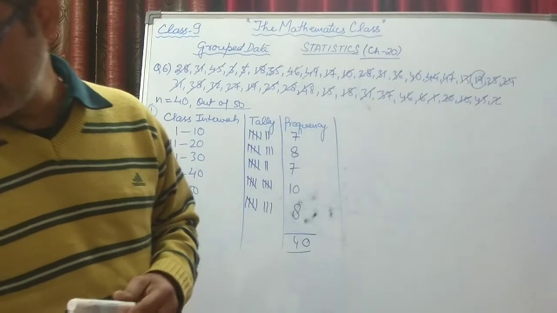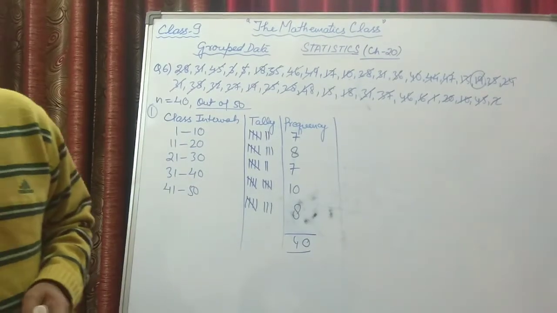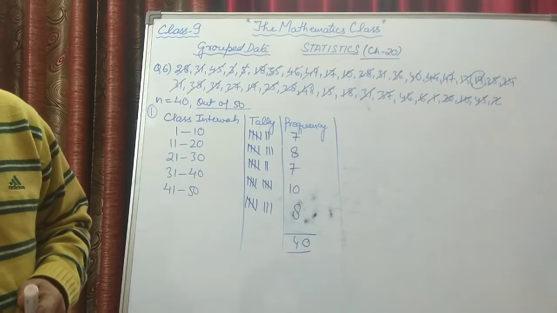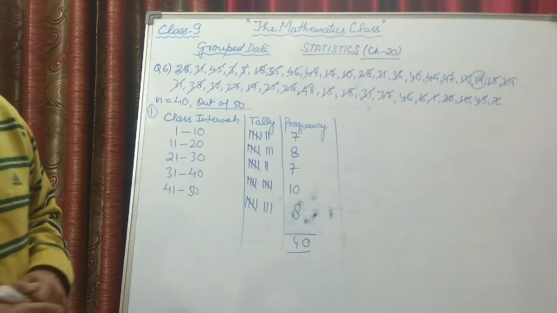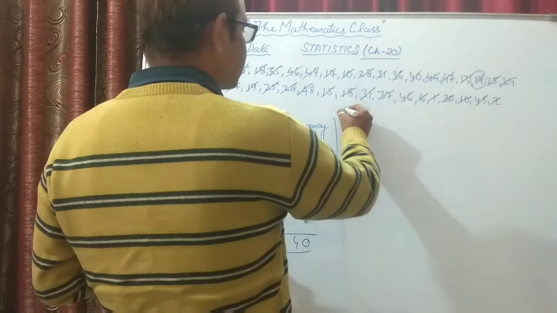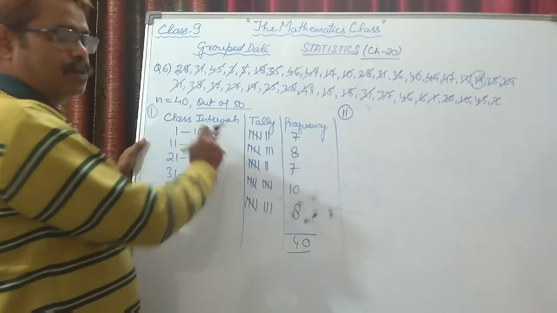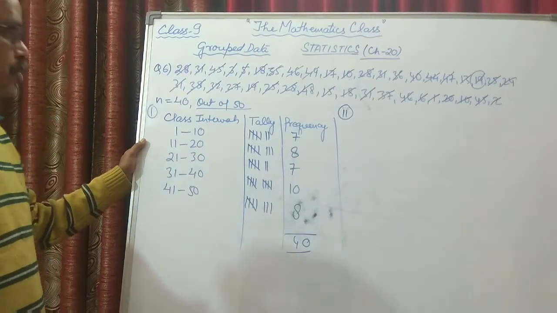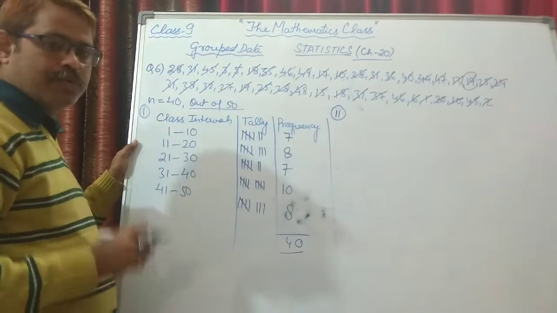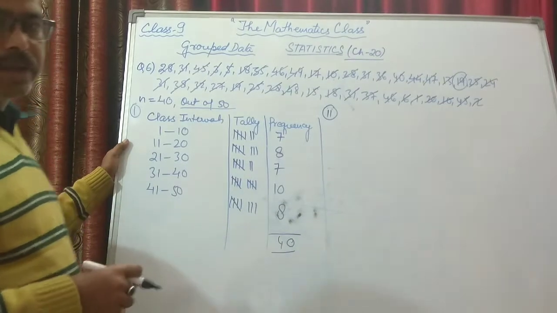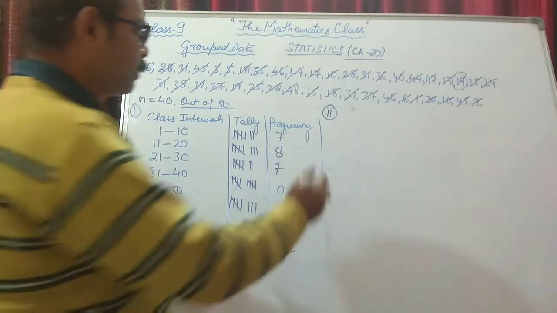So first part they said taking class intervals 1 to 10 and 11 to 20, construct a tally chart and a frequency distribution table. Now they say convert the above distribution to continuous distribution. This is discontinuous, so what we used to do, we used to find the adjustment factor, and that adjustment factor was subtracted from the lower limit and added to the upper limit.